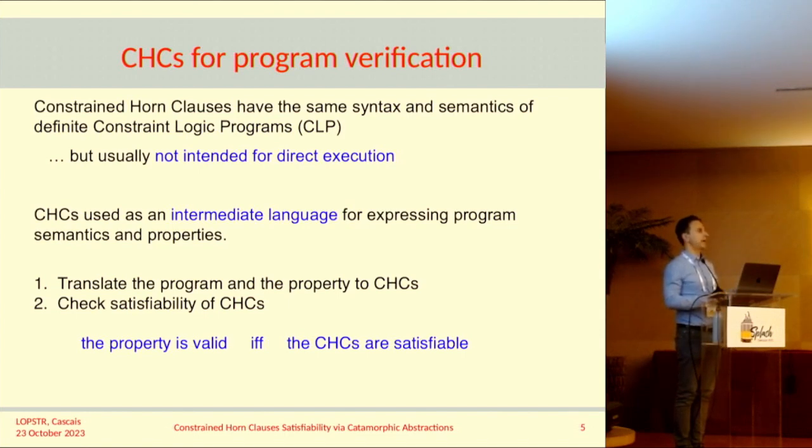So constrained clauses are actually the same as constraint logic programs and Prolog. They share the same syntax and semantics, but usually they're not intended for direct execution, but are instead used as an intermediate language for expressing the semantics of programming languages and properties. So usually one translates the program and the property to constrained clauses and then checks their satisfiability. The property is valid if and only if the clauses are satisfiable.